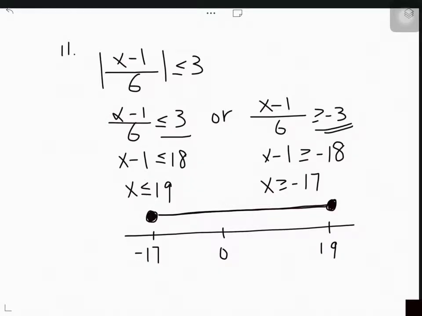You can definitely check. Use the 0. So 0 is a very obvious answer by plugging it back into the equation. Thus, 0 minus 1 over 6, take the absolute value of that. Is it less than or equal to 3? Is this statement true or false? It should be true because it's part of our solutions. So double check your solutions every time.